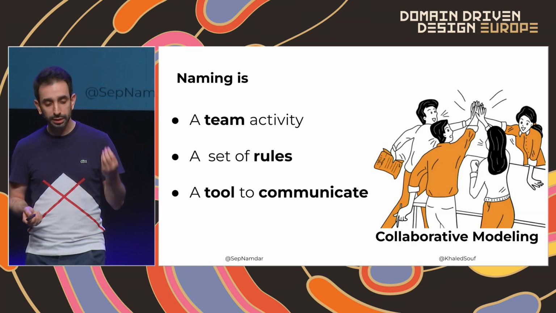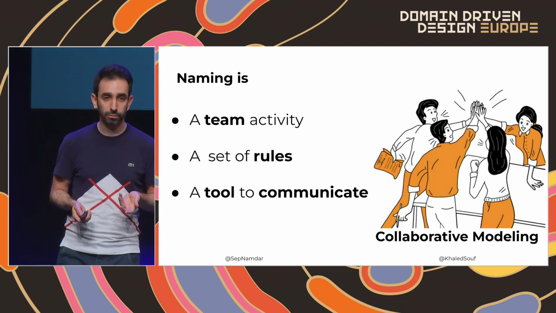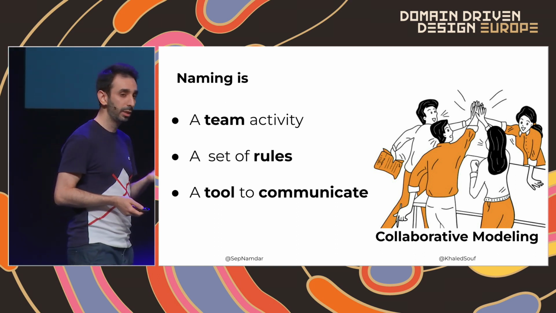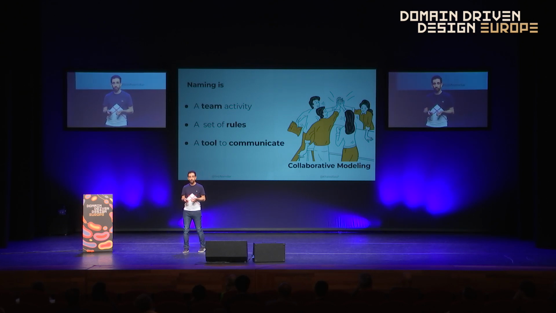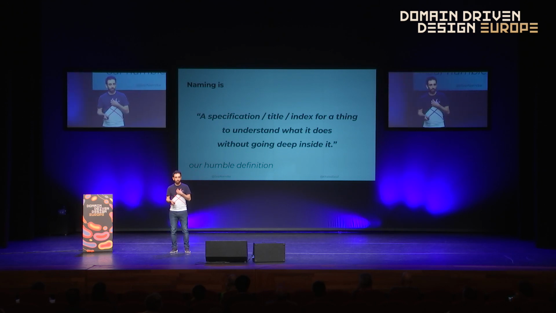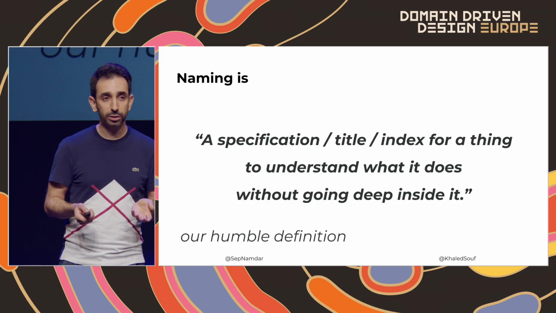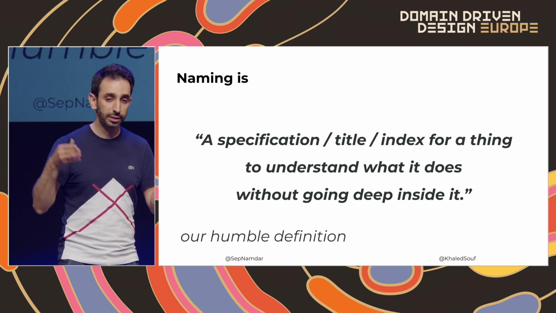And all these collaborative modeling techniques and tools that we have in DDD can be really handy in finding names. For example, event storming is a really powerful tool that can help us to find names. So in our definition, naming is a process that helps us to understand some intent without having the need to go deep on details.